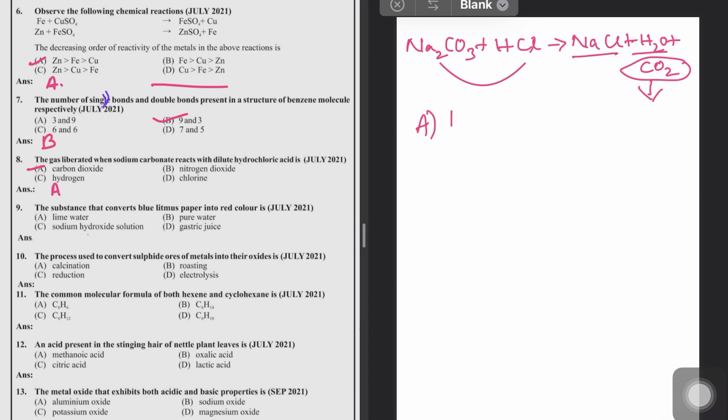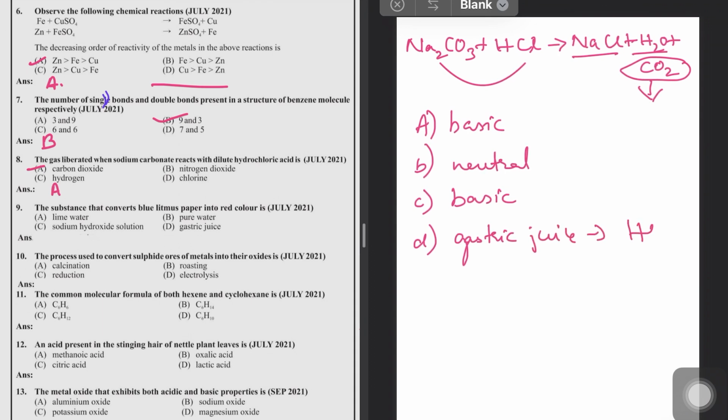Lime water, it is basic in nature. Pure water, it is neutral since its pH is equal to 7. We have discussed the pH value and the properties of solutions with respect to pH value in the very first question. Coming to sodium hydroxide, it is also basic in nature. Coming to gastric juice, it has HCl, which is a strong acid.